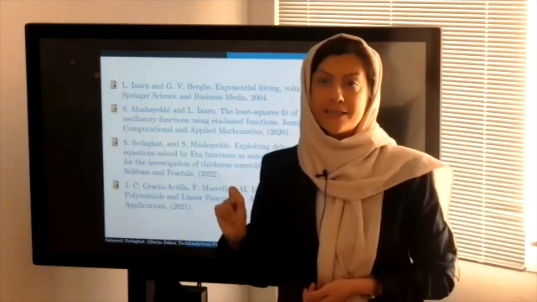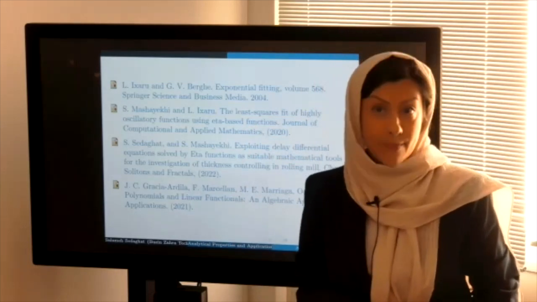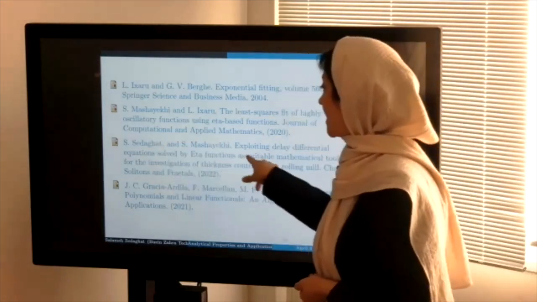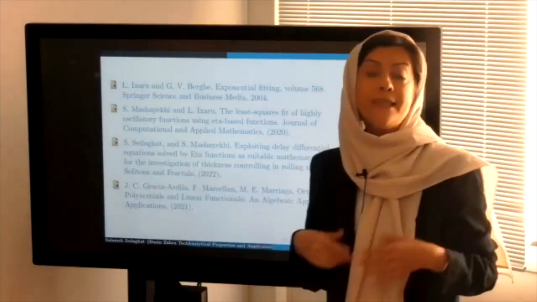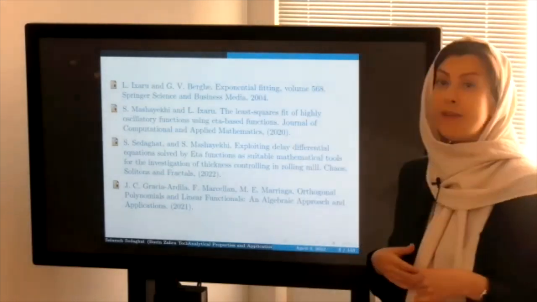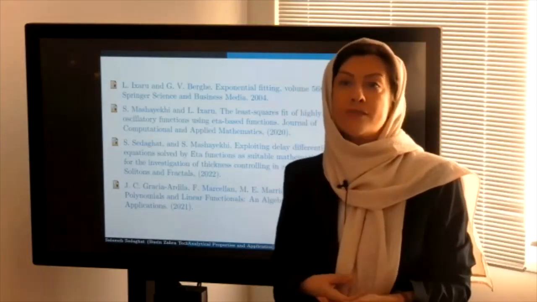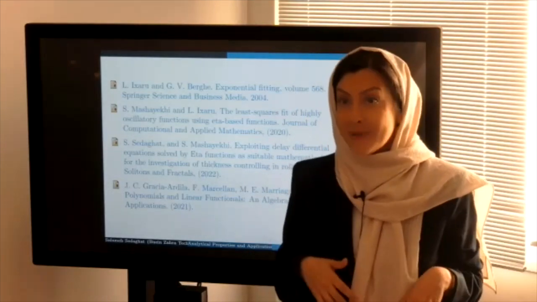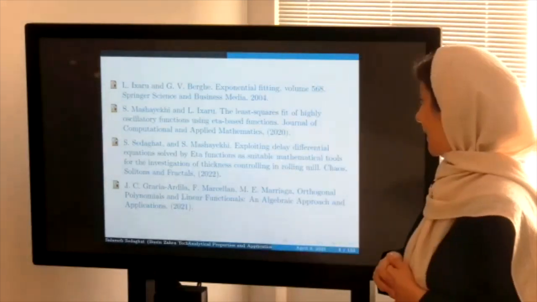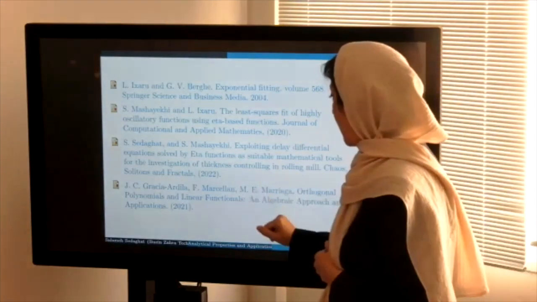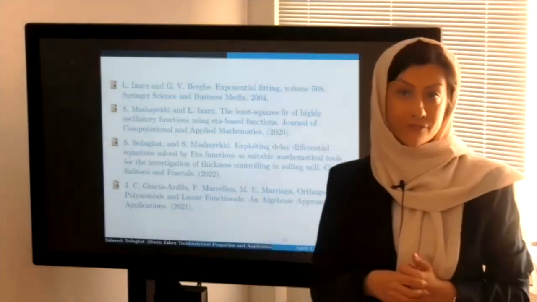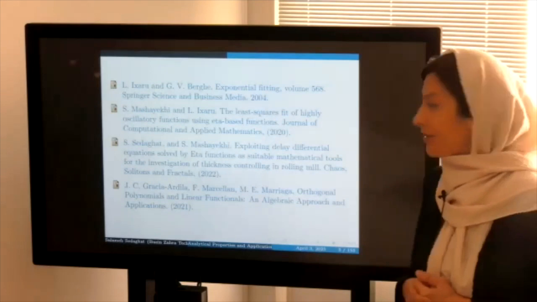In this reference, you can find some information about eta base functions. And another one: in this reference, we investigate some new properties of eta functions and eta base functions, and also we develop a new numerical method for solving state-dependent and time-dependent delay differential equations. Also, we estimate the error bound. And the last one is a book about orthogonal polynomials, and you can find a lot of good information in this book about orthogonal polynomials.